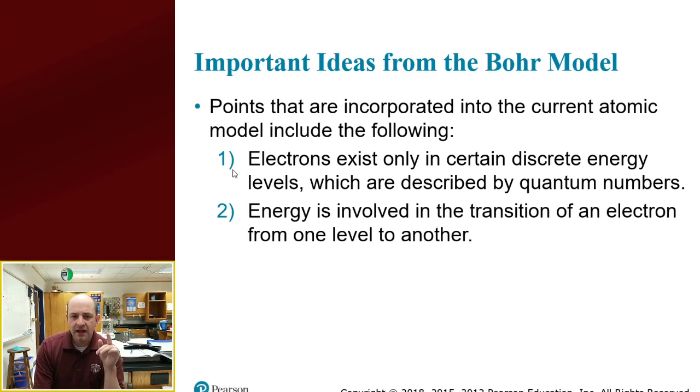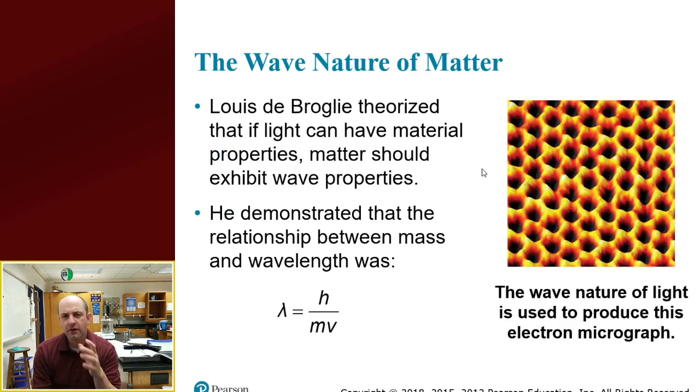But these are the important ideas from Bohr's model that we still use. We still say electrons exist in discrete energy levels. They're allowed here, they're not allowed anywhere in between. These energy levels are described by quantum numbers, which we'll get to in the next video. And the energy that is involved, that light that's absorbed or released, is the energy from an electron transferring from one energy level to another. All right. Well, how do we talk a little bit about this particle stuff? Well, this gets us to this guy. As an American, we would say Louis de Broglie.